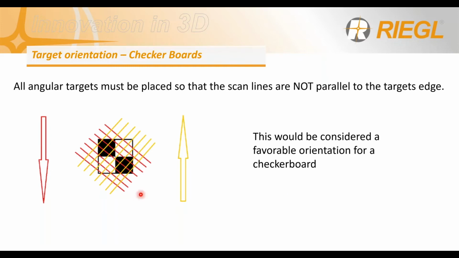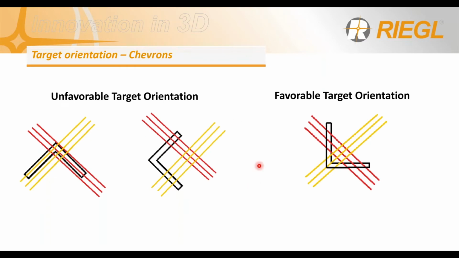Here I've shown an example of a perfect orientation for a checkerboard when run with the auto find detect. As you see here, it's getting a perfect cross point pattern on this checkerboard. So let's go on to the next example, chevrons.